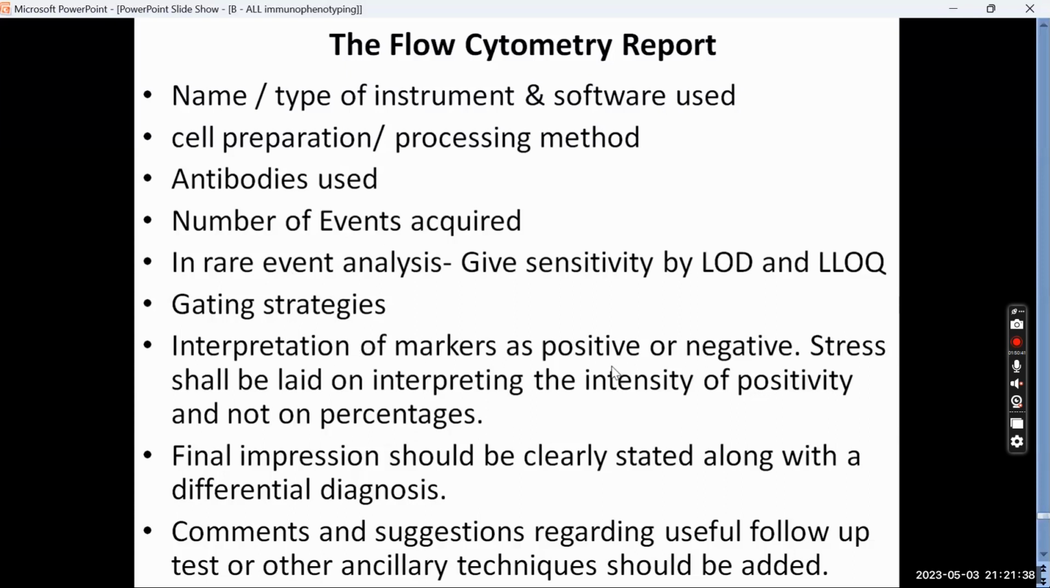So you have to interpret the markers. Positive or negative? If it is positive, you need to comment on the intensity. Final impression should be clearly stated along with differential diagnosis. You also need to tell what are the other necessary tests that have to be done, like FISH or something. I'll show you some model reports.